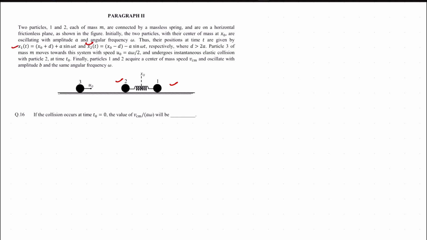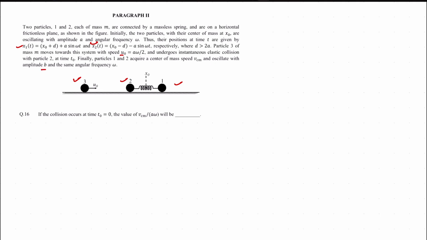Now there is a third particle which is moving with the velocity u0, which is equal to a omega divided by 2, and it hits particle 2. After the collision, particles 1 and 2's center of mass acquires a speed of VCM and oscillates with an amplitude b. Then we need to find out VCM divided by a omega.